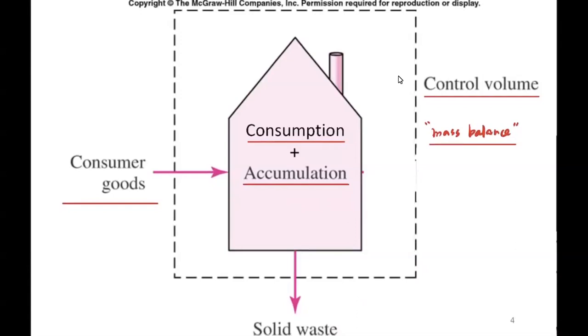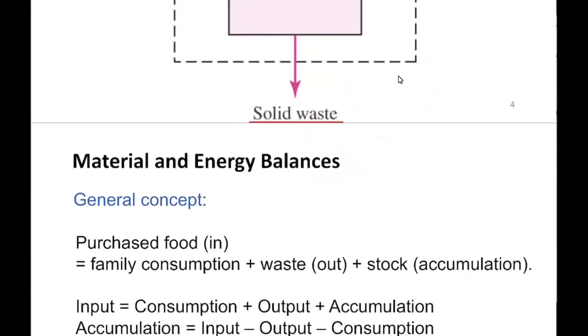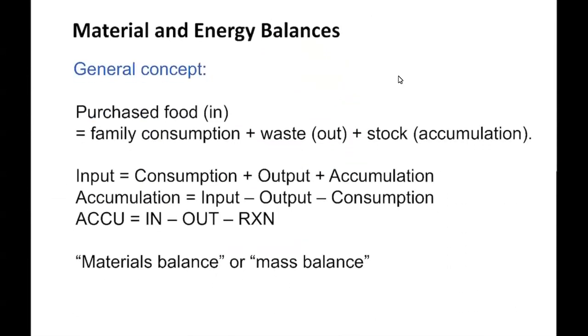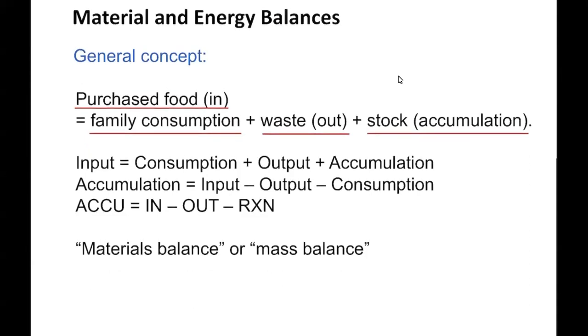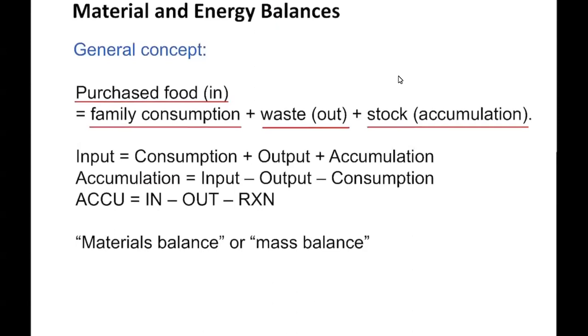So within this control volume, we can write out a mass balance equation, which is the purchased food, which is the input, equal to the consumption, the solid waste, and the stock. Okay, so if we further write it out in more simplified terms, the input is going to be equal to consumption plus output plus accumulation.